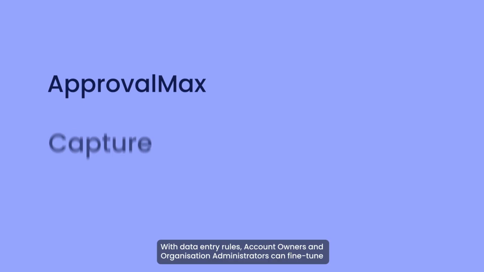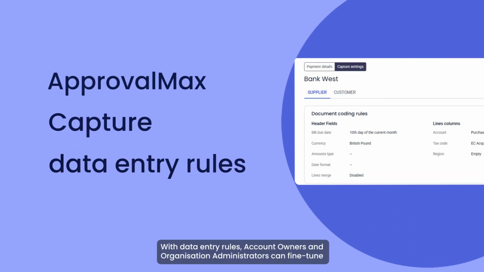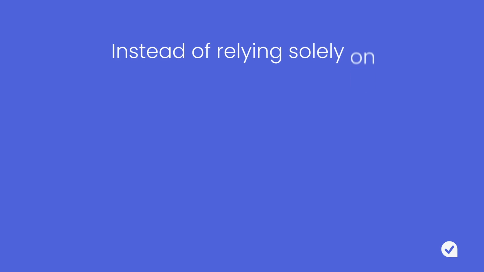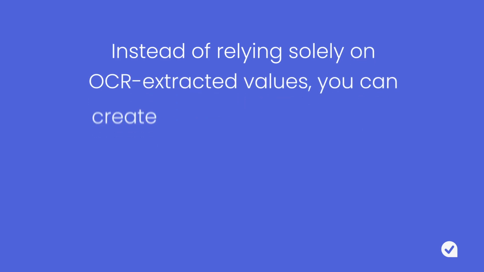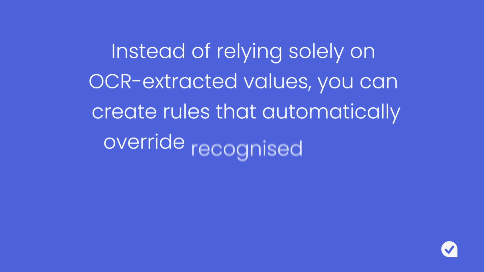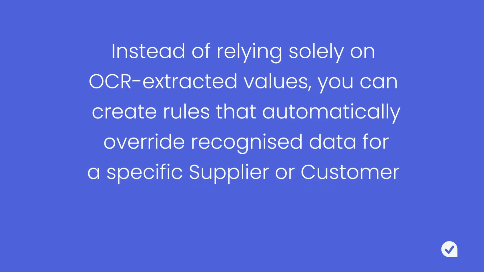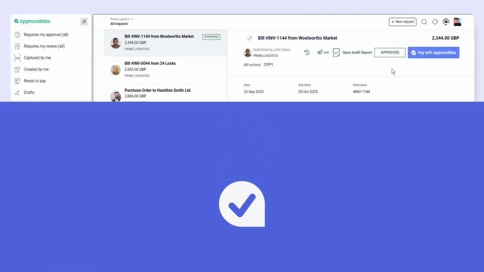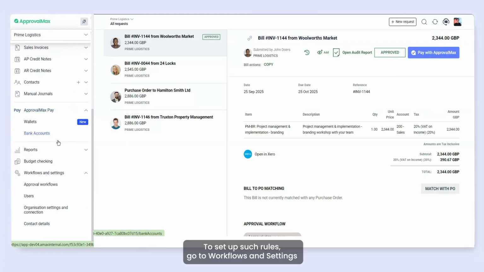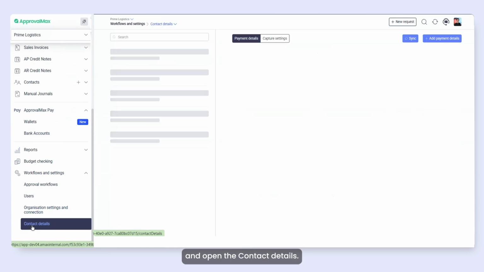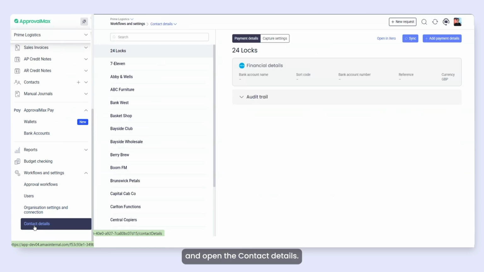With data entry rules, account owners and organization administrators can fine-tune how documents uploaded via ApprovalMax Capture are processed. Instead of relying solely on OCR extracted values, you can create rules that automatically override recognized data for a specific supplier or customer. To set up such rules, go to Workflows and Settings and open the contact details.